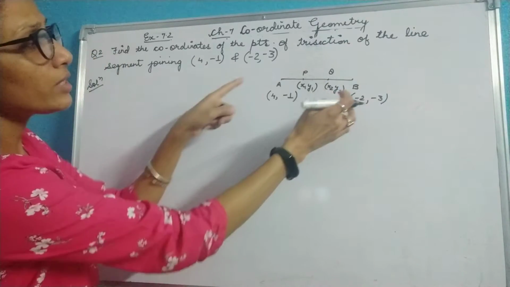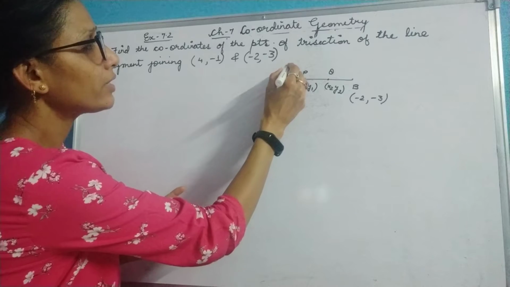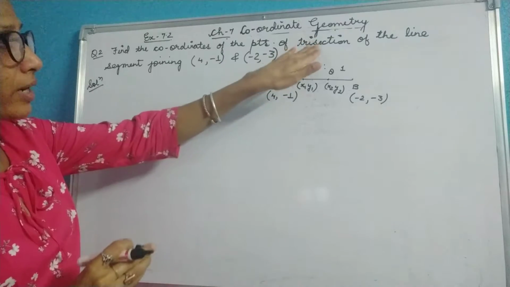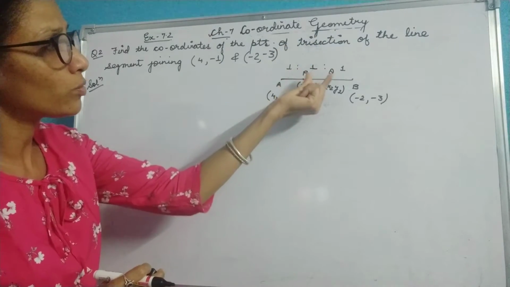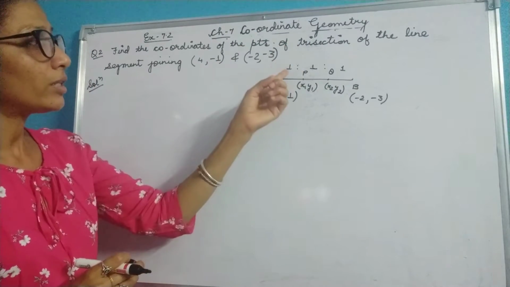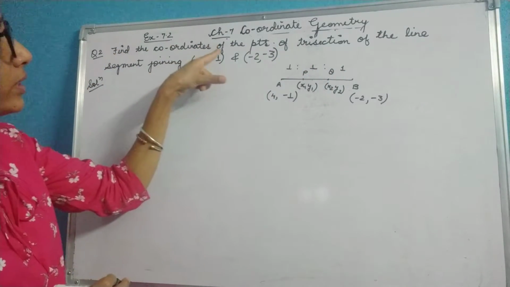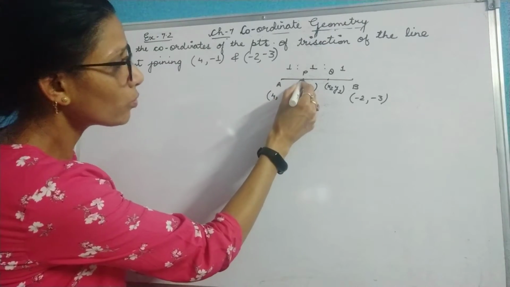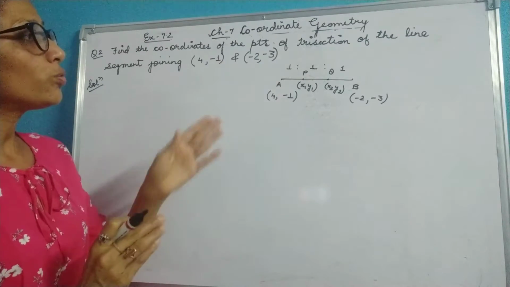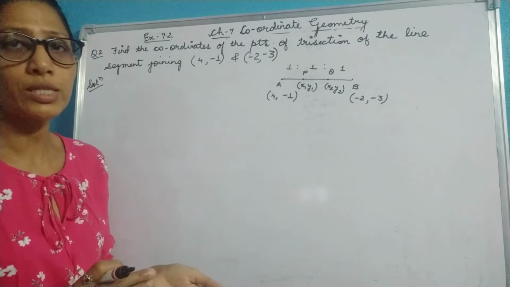Now children, if this line AB is divided into 3 equal parts, then I can say it is divided into 1:1:1 ratio. Because it is trisected, I can say AP is equal to PQ is equal to QB. That means indirectly the ratio is given to you. Now here we need to find the coordinates of point P and point Q. Children, I told you, whenever you need to find the ratio or whenever the ratio is given to you, then you have to use your section formula.